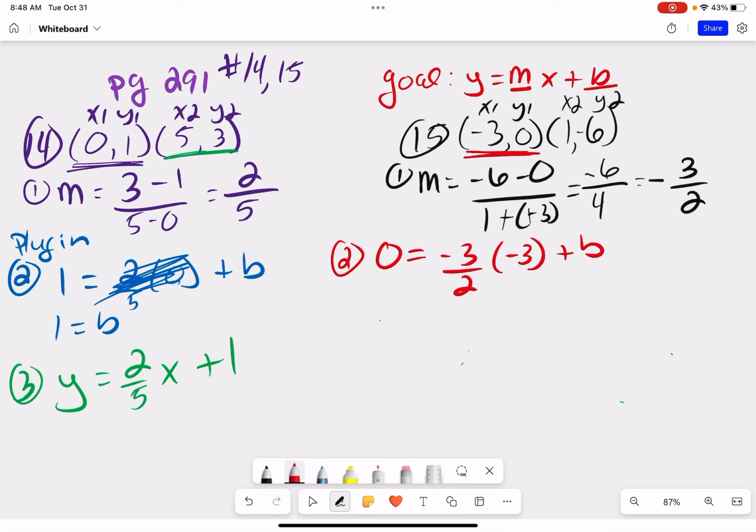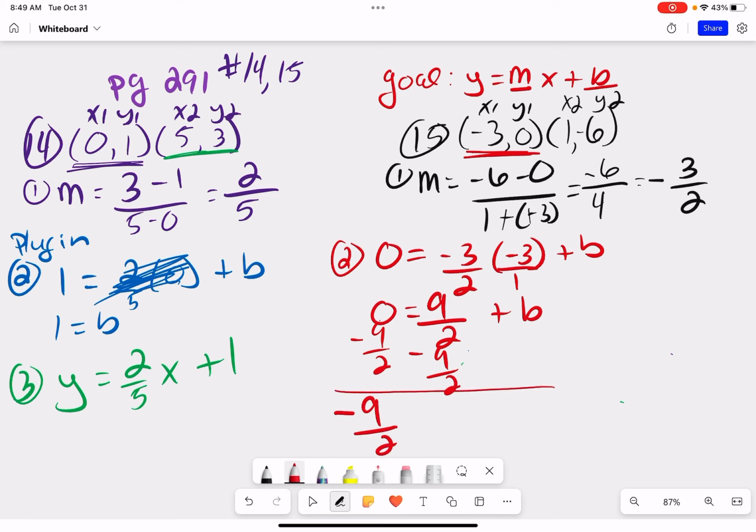Now we got to do a little bit of math here. So let's go ahead and multiply the denominators out. We have negative 3 times negative 3, which is a positive 9 over, and then this is over 1. 2 times 1 is 2. Now that's an ugly fraction, but luckily I picked the one with 0. So I'm going to go ahead now and minus 9 over 2 from 0. And 0 minus 9 over 2, guys, is negative 9 over 2. So negative 9 over 2 equals b.